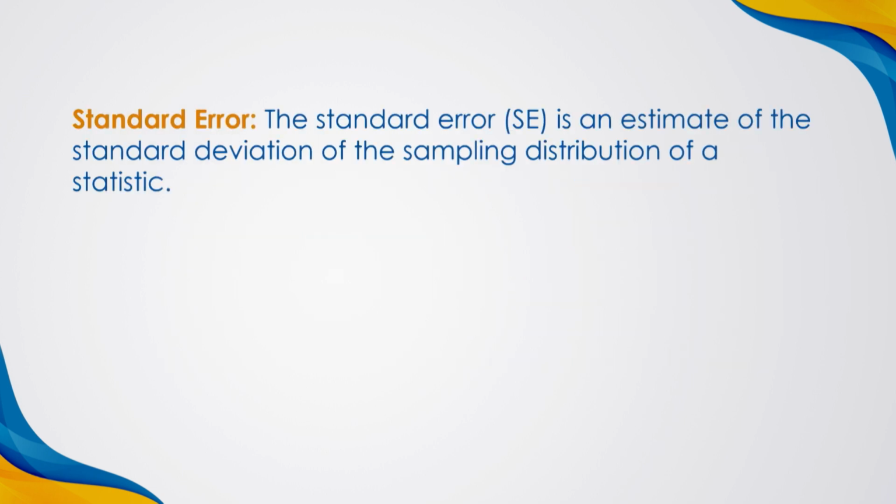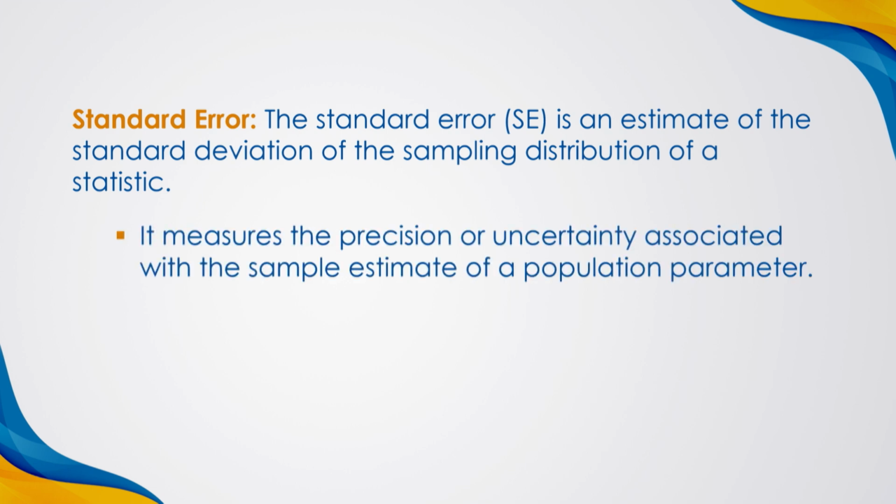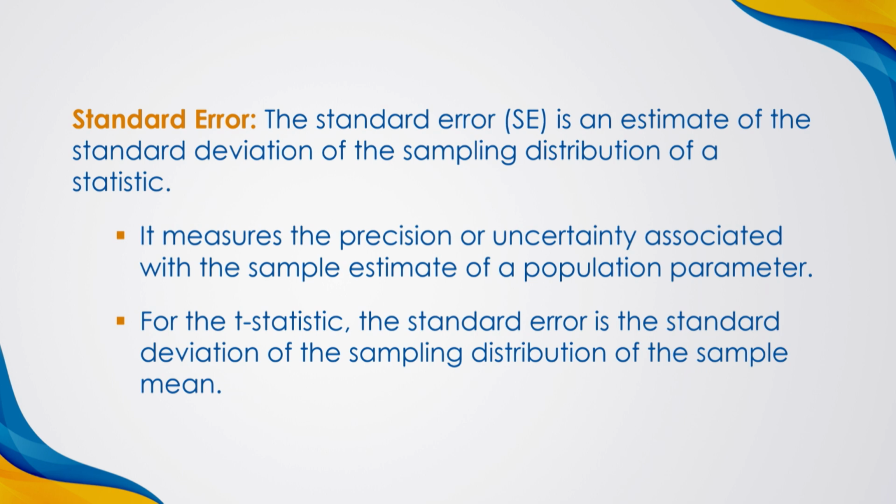Standard error. The standard error is an estimate of the standard deviation of the sampling distribution of a statistic. It measures the precision or uncertainty associated with the sample estimate of a population parameter. For the t statistic, the standard error is the standard deviation of the sampling distribution of the sample mean.